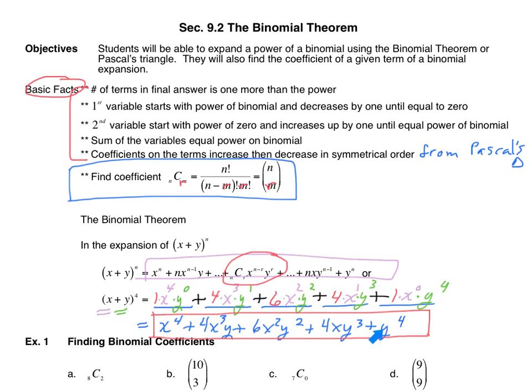So what's your r on this term? 4. What's your r on this term? 3. R here is 2. R here is what? 1. What's your r here? 0, because there is no y term. So whatever the second term's exponent is, that's what r is.